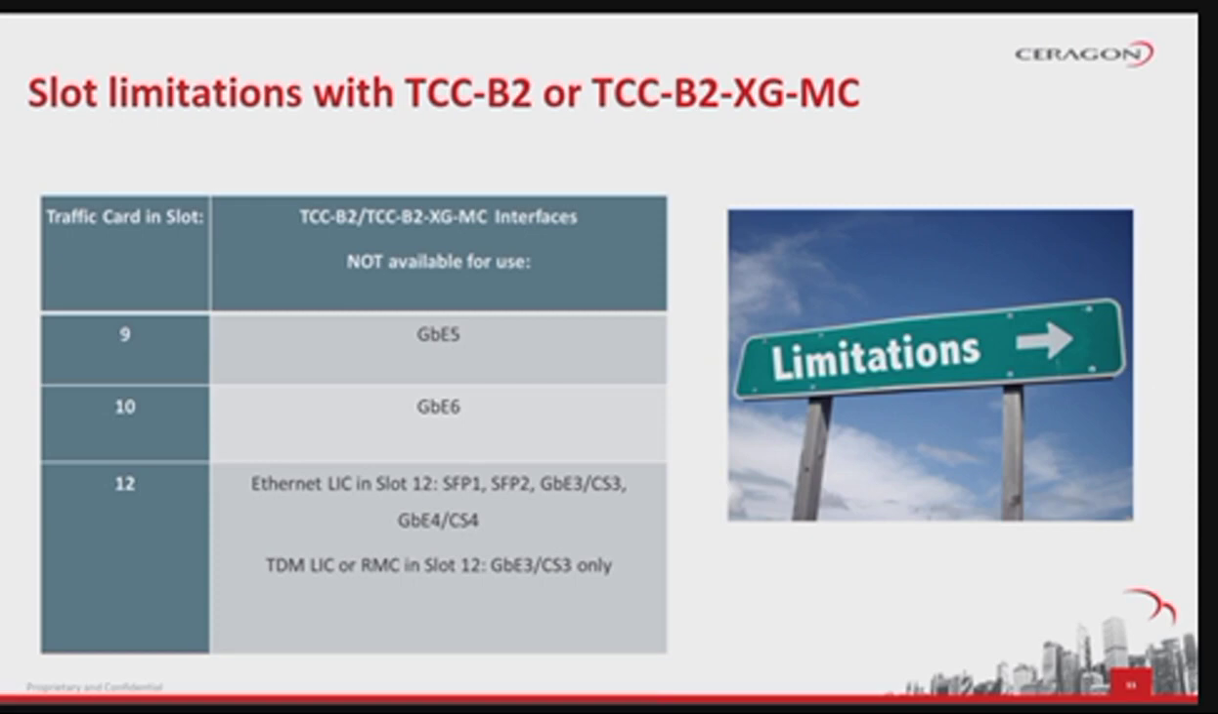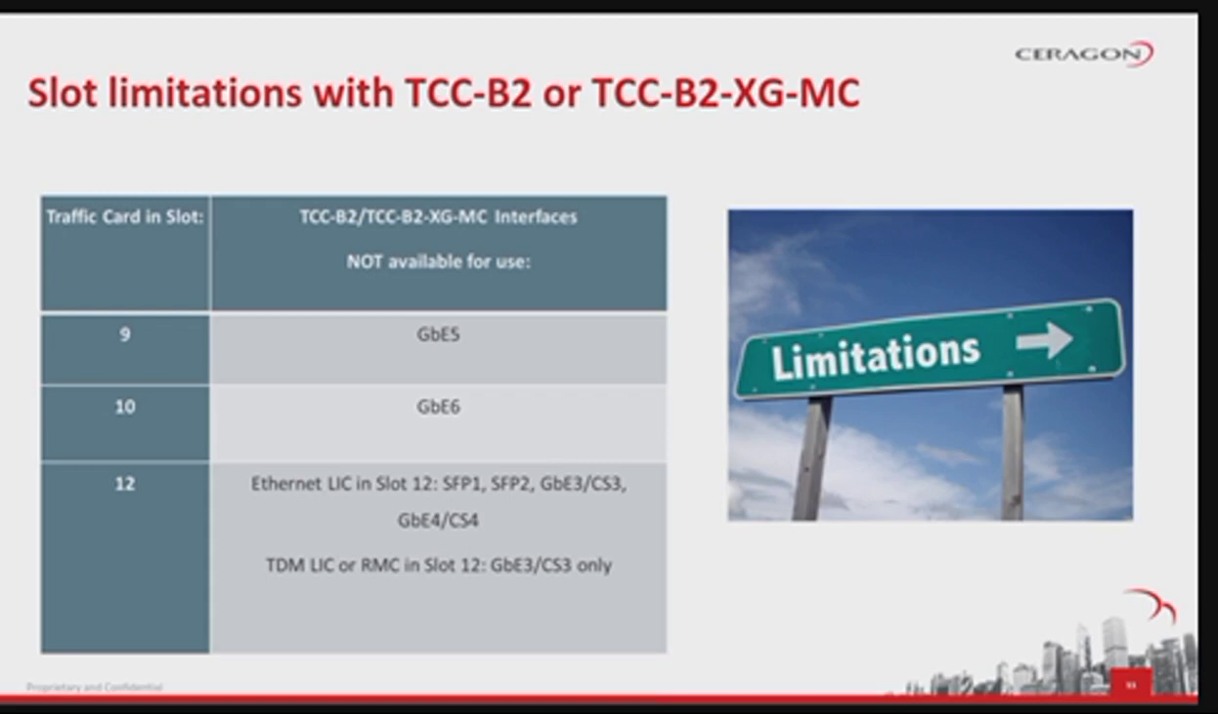When using a TCCB2 or TCCB2X GMC, avoid placing any type of traffic cards, Ethernet LIC, TDM LIC, and RMC, in certain slots. If you place a traffic card in one of these slots, some interfaces on the TCCB2 or TCCB2X GMC cannot be used, as described in the table. So, if you use any traffic card in slot 9, then the 5th gigabit Ethernet interface cannot be used anymore. If you put any traffic card in slot 10, then the 6th gigabit Ethernet interface cannot be used anymore.